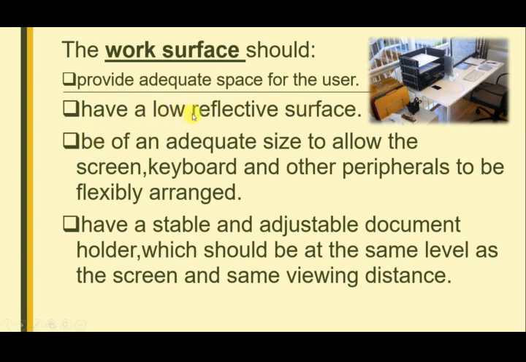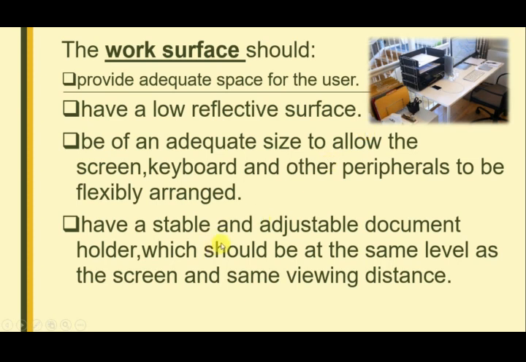Then the work surface should have a low reflective surface. The surface on which you are working should not reflect too much light, otherwise it may affect your working. And third is it should be of adequate size to allow screen, keyboard and other peripherals to be flexibly arranged. The place where you are working should have sufficient space so that all your equipment fits easily and there is a little space for other things to come too, like keyboard, mouse, or pen, paper, or a notebook and a document folder.